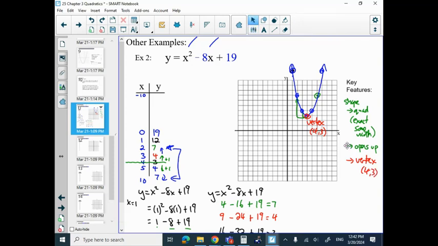Once we have that vertex, it's kind of nice to point out that it's pretty easy to see the minimum value in this case, right? So it's a minimum because we're going down and up, right? So we had a minimum value, and the minimum value is this height of 3. That's a minimum of y equals 3.